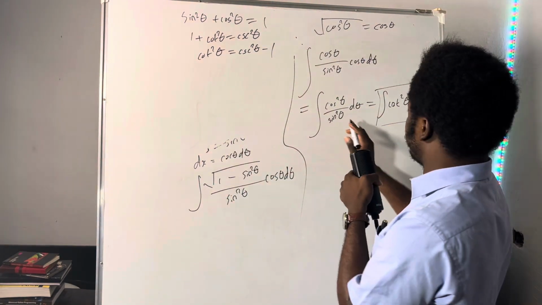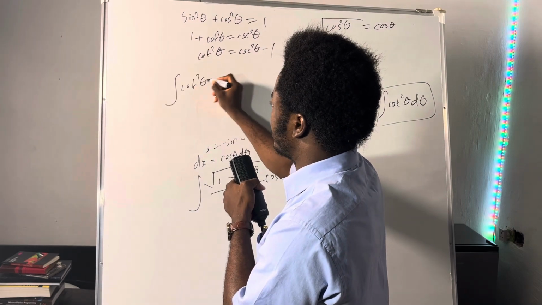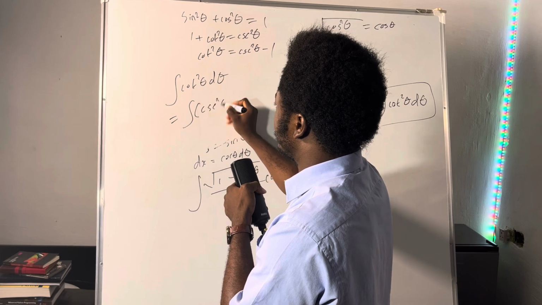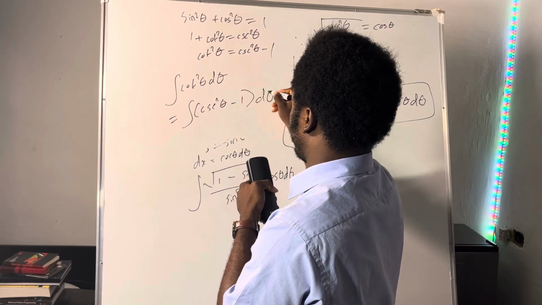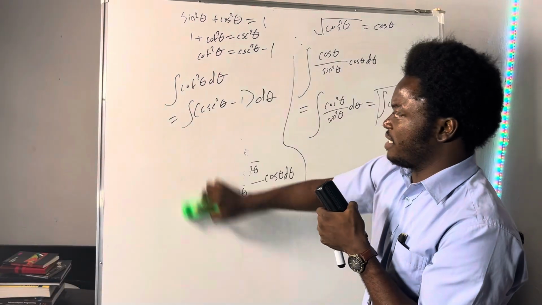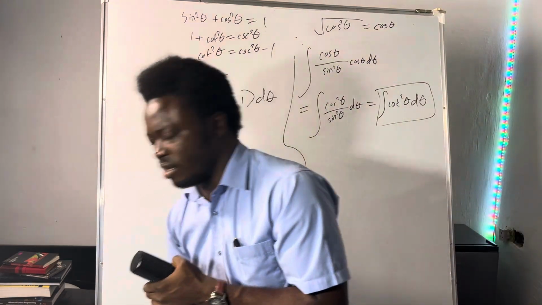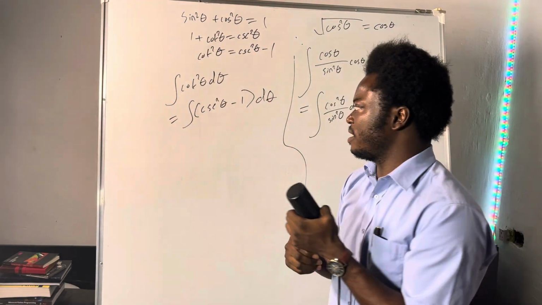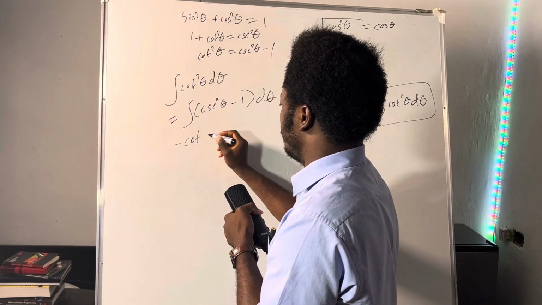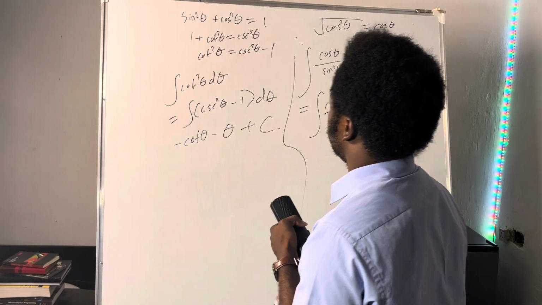So the integral of cotangent squared theta d theta would be equal to the integral of cosecant squared theta minus 1 d theta. And this is not too difficult to look at, because we know that the integral of cosecant squared theta is negative cotangent theta, and also the integral of negative 1 is negative theta. So this is negative cotangent theta minus theta plus c, and that is all.